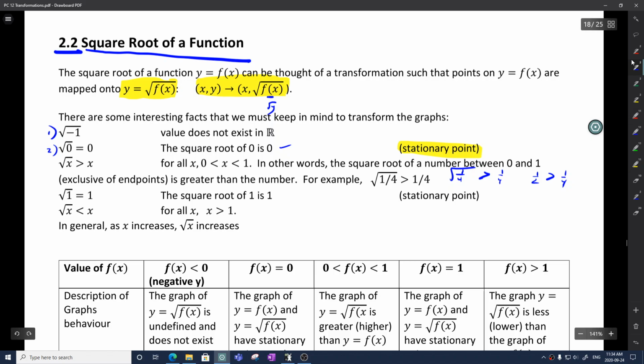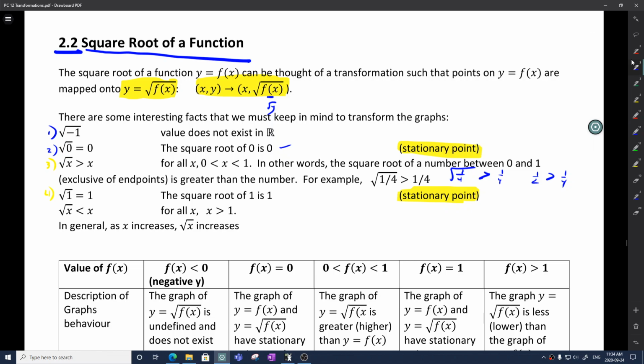And now, here we see that I lost my count of really interesting facts. That's 3. This is going to be 4: the square root of 1 is equal to 1. So again, on a graph, we'll notice that this is a stationary point. Really interesting, really, really important.